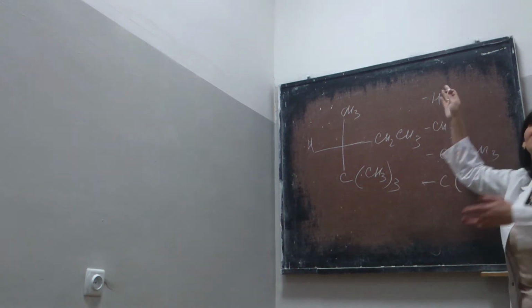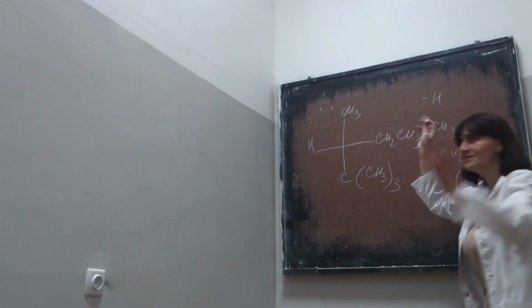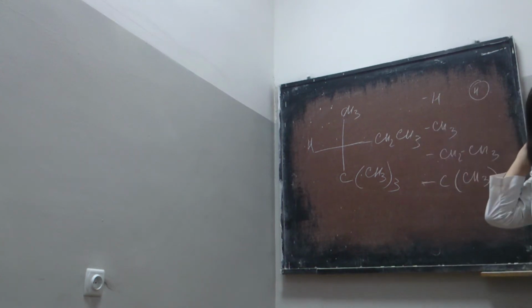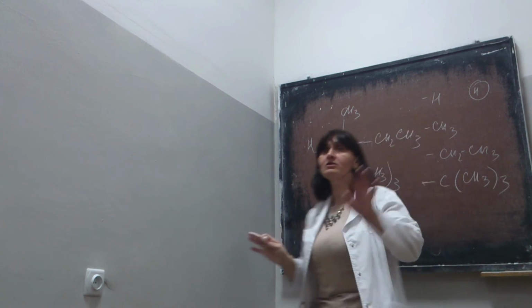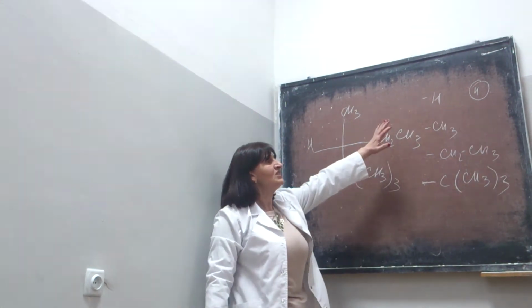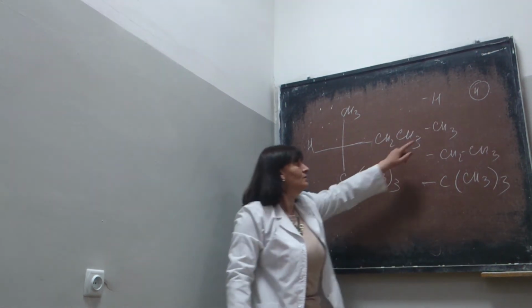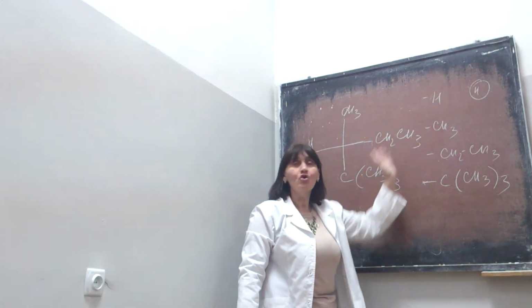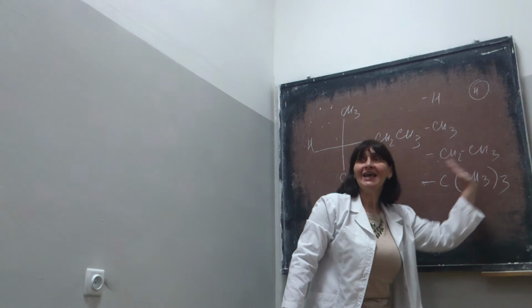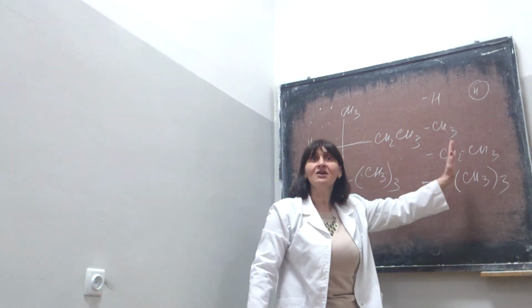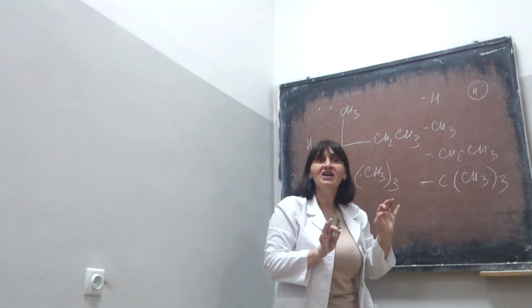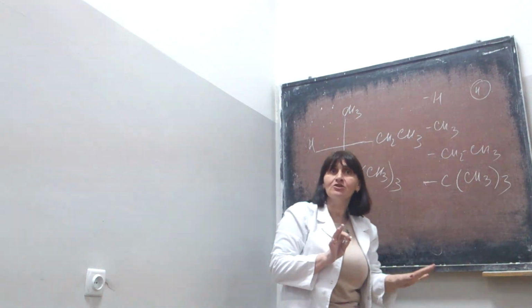Now, of course, H has the lowest priority, number 4. That's very easy. But what about these three structures? As you see, all three have carbon as the first atom. In this case, look at the next atom. If in the next atoms you have different substituents, you can determine which has higher priority and which has lower priority.